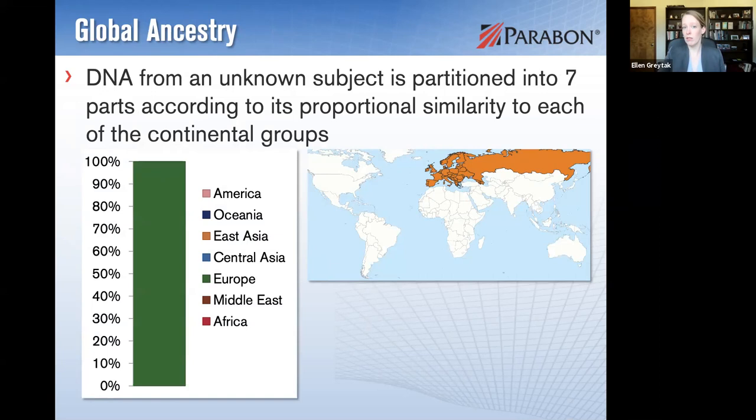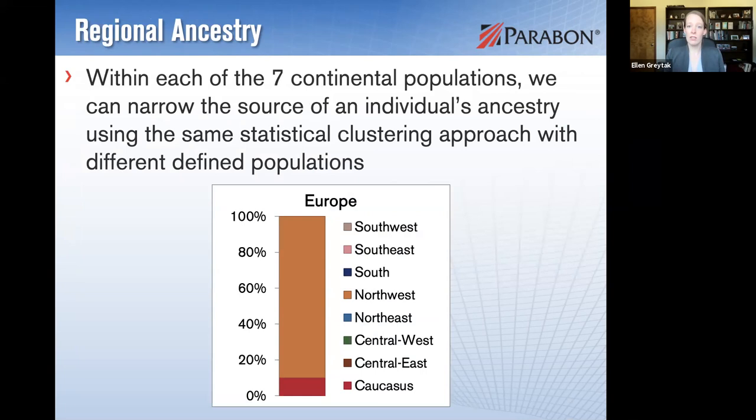And then we can also look within populations. It's not just at a continental scale. Within Europe, we do see genetic differences between people who are Italian versus British. Again, it's a continuum between those two regions, but we can still distinguish them. And so this is a person who's primarily Northwest European.